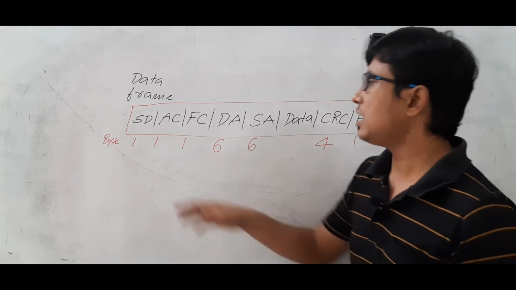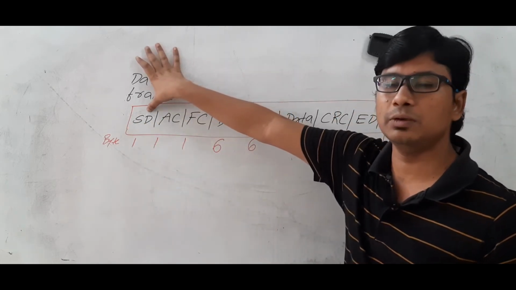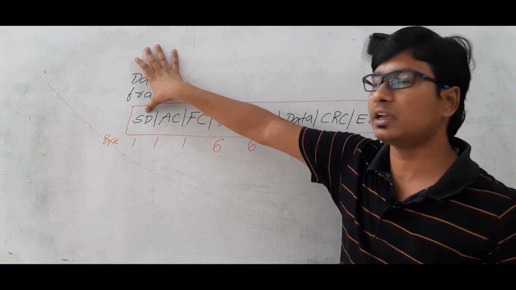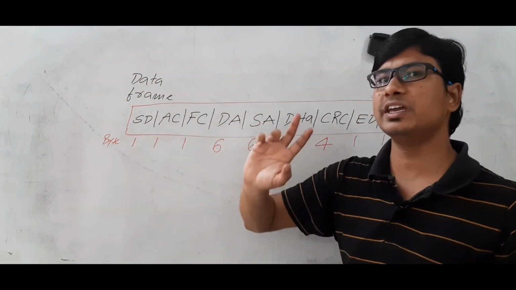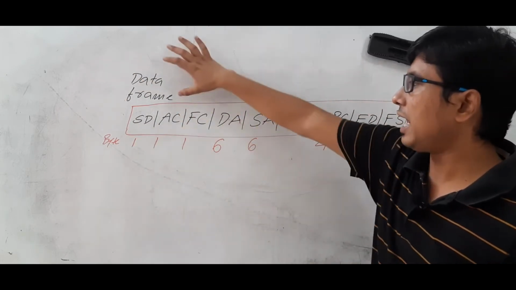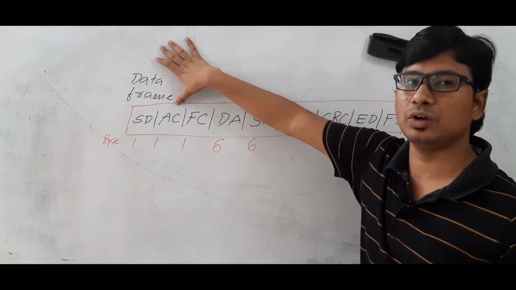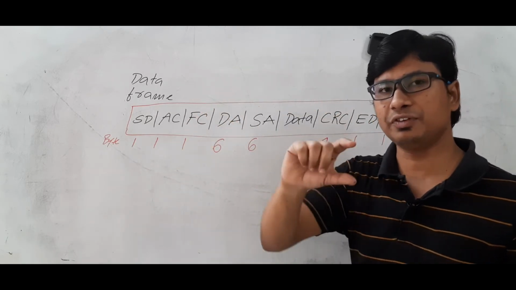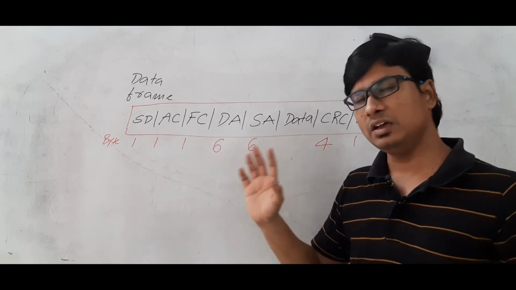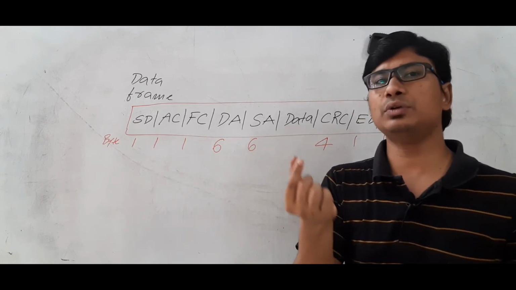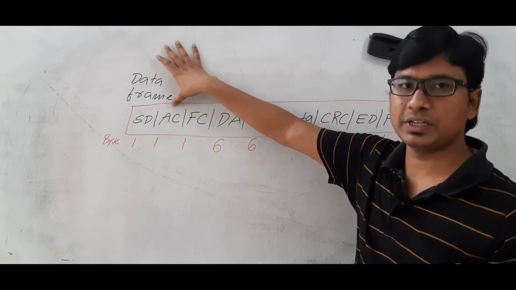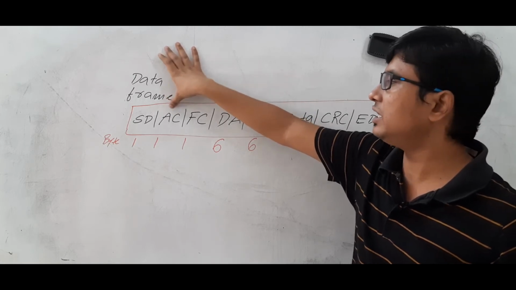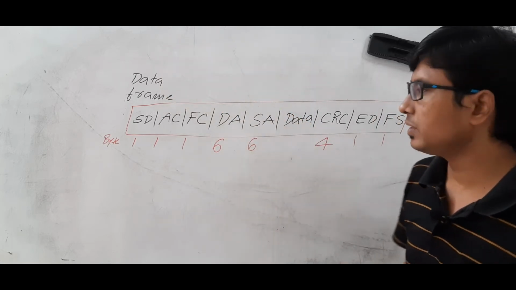Now, I think I have already discussed the start delimiter pattern in the token frame. The same pattern will be used for the data frame, which is JK00, JK00. And then I have discussed the access control also, which is PPP, T, M, RRR. The PPP is for the priority, 3 bits for the priority, 3 bits for the reservation, and you have T and M, where T represents the token and M is the monitor bit. As we are sending the data frame, here the T value will be 0. Okay, are you able to understand?